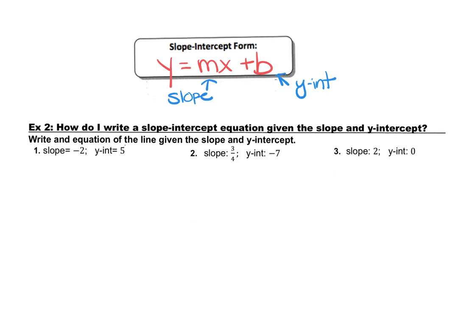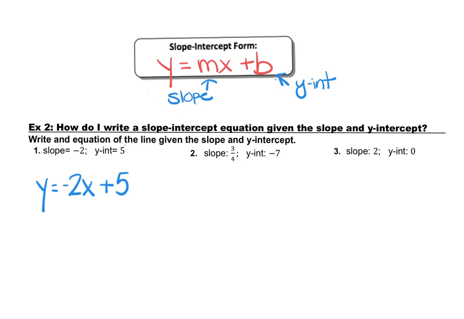All right, example number 2. How do I write a slope-intercept equation given the slope and the y-intercept? So what we're going to be doing is it's giving us the slope and it's giving us the y-intercept, and we're just going to be simply plugging it into that formula, y is equal to mx plus b. And so for our first one, we have a slope of -2 and a y-intercept of 5. So I've got y is equal to, well, remember the slope is a number that goes with the variable, -2x. And then I just have the y-intercept that's +5, so you would have a +5.